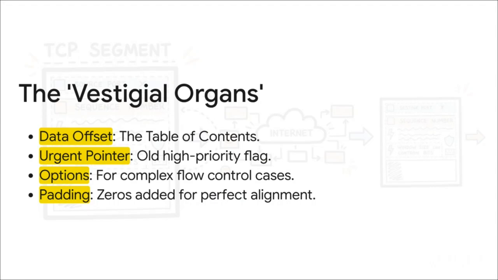And, of course, like any complex body, there are a few other parts. We can kind of think of these as the vestigial organs. The data offset is just a simple table of contents telling you where the actual data begins. The urgent pointer is an old priority flag that nobody really uses anymore. And then you've got options and padding, which are there for special situations and just to make sure all the bits and bytes line up perfectly. They're important, but they're not involved in the day-to-day grind.